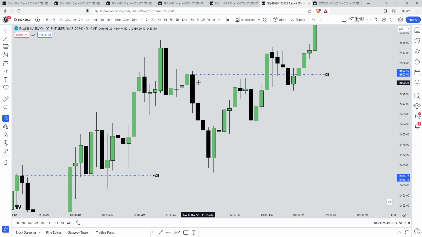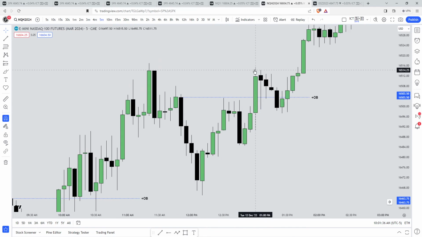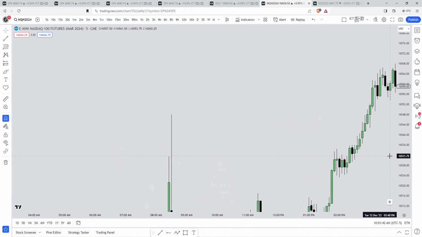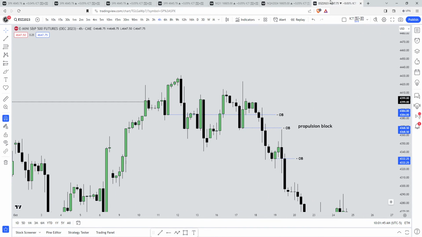Similar idea right here. We do have 1, 2, 3, 4 in a row. So I'm going to mark out the opening price where it started that consecutive down close candle move to the downside. Price breaks above that, changes the state delivery, pulls back down into the order block, then expands away from it. So that's an example of multiple OBs in a row. Let's dive into a bearish example.